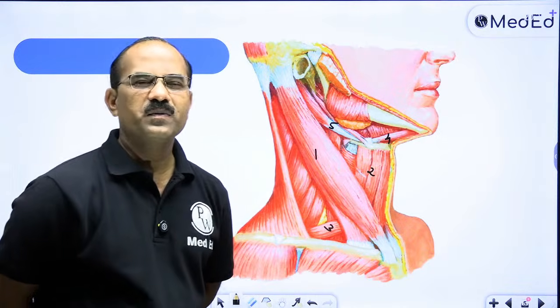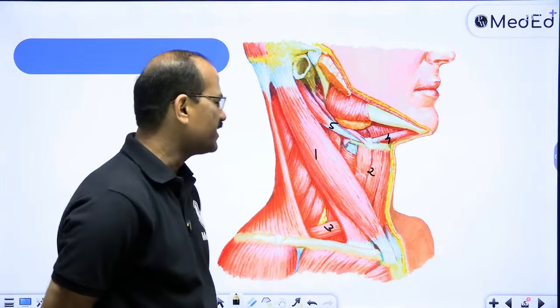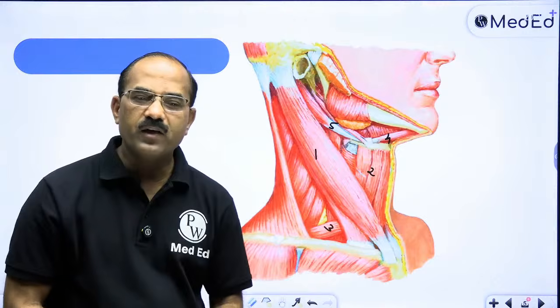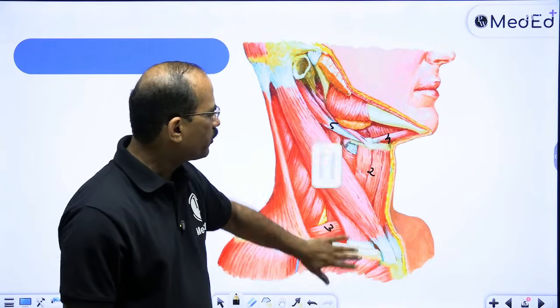Yes, let's try to identify this number 1. Yes, number 1 is the sternocleidomastoid. Number 2, who is it? Superior belly of omohyoid. That's the inferior belly of omohyoid. That's the anterior belly of digastric. That's the posterior belly of digastric.